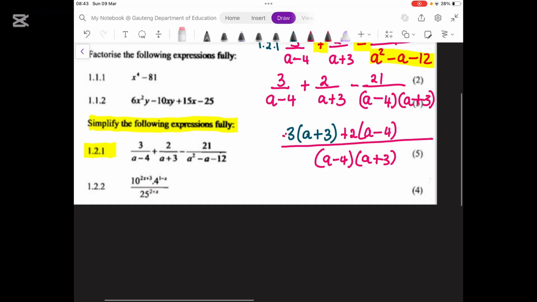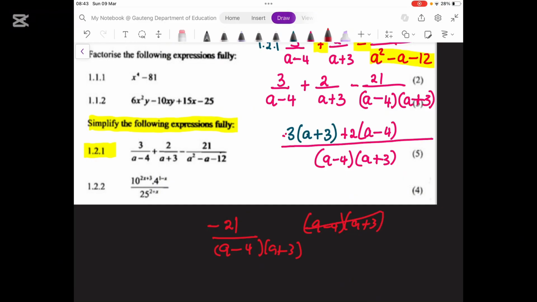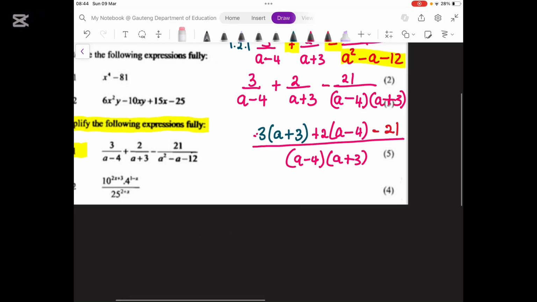Last term multiplied by the LCD also. We have a negative 21 into a minus 4 into a plus 3. So our LCD is a minus 4 into a plus 3. So this and that cancel. So you are left with negative 21. And then from here, we can just remove all the brackets in the numerator.